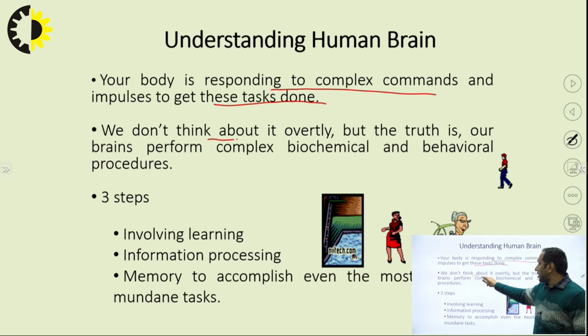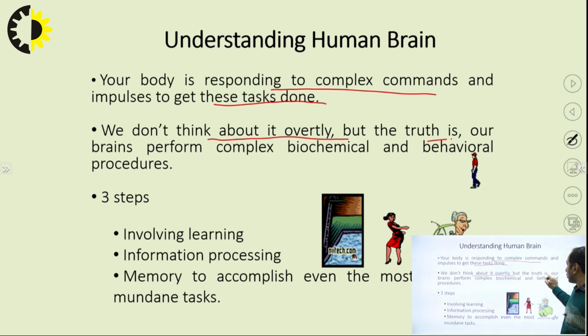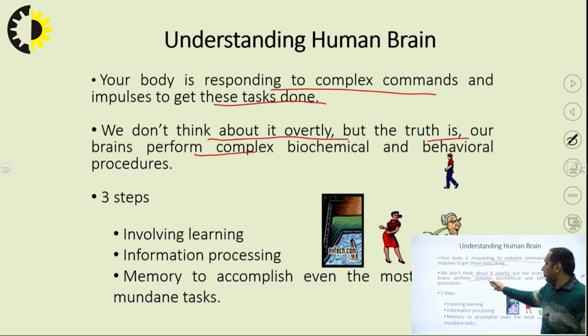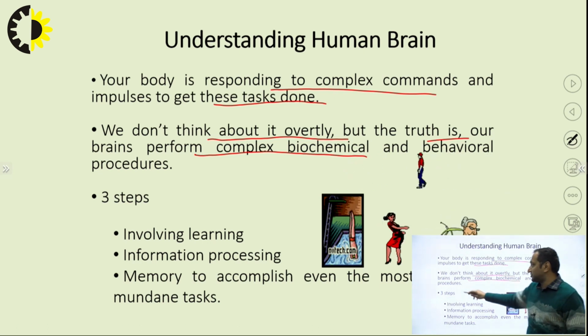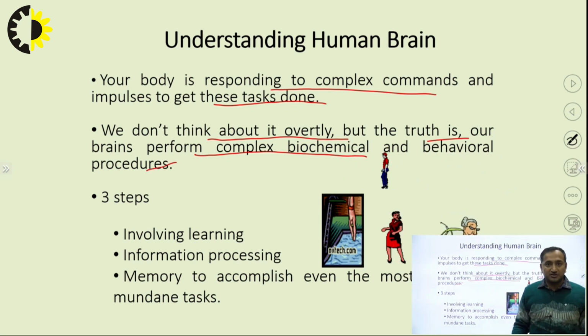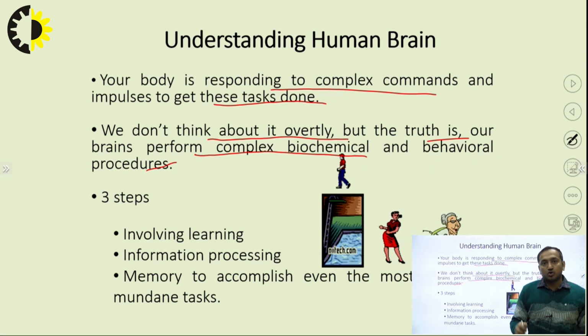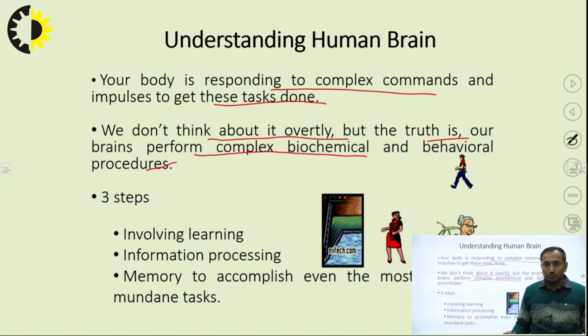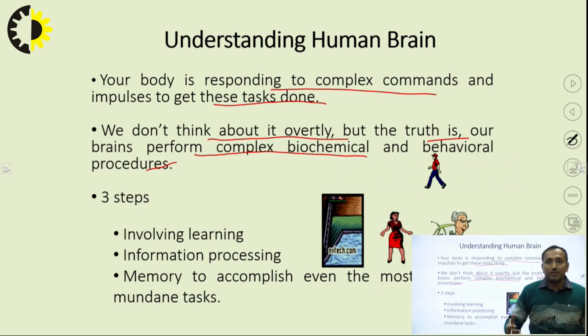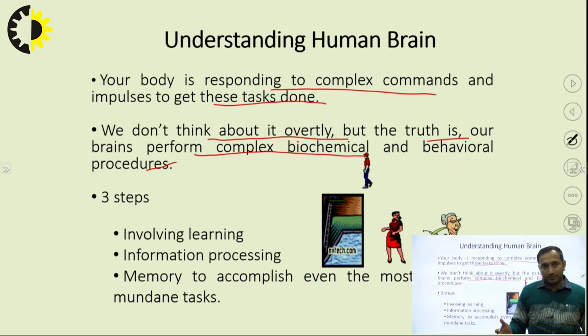We don't think about it overtly, but the truth is our brain performs complex biochemical and behavioral procedures very easily, and it is quite difficult to teach those tasks to a computer. So our brain is an extraordinary controller. What we try to do is make a machine in such a way that it is as nearly intelligent as our brain.